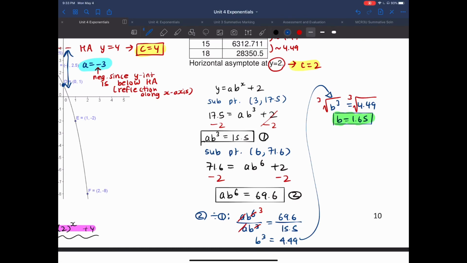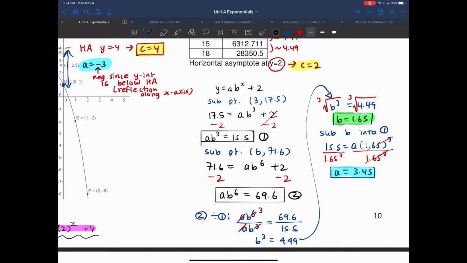At this point, I'm going to sub B into either of these two equations, which is fine. I'll sub it into equation 1 because it looks a little easier. And so I get 15.5 is equal to A times 1.65 cubed. I want to get that A by itself, so I'm going to divide both sides by 1.65 cubed. That's going to get these two values to cancel out, and I'm going to get A is equal to approximately 3.45.